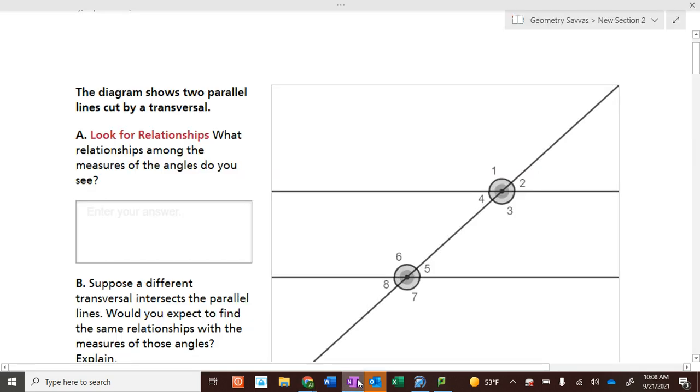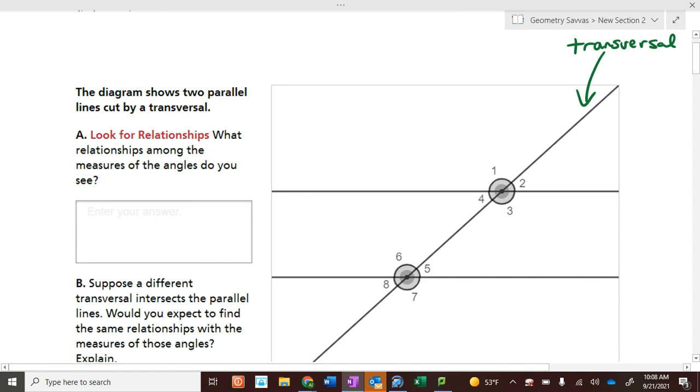Okay, up here you see a couple parallel lines. And this thing right here is called a transversal. Any line that touches two or more lines, intersects two or more lines, is called a transversal. Now, when we take a transversal and cross a couple parallel lines, it makes a whole bunch of angles.